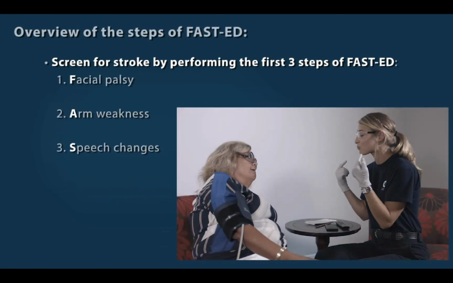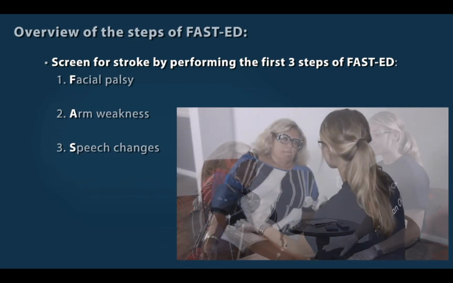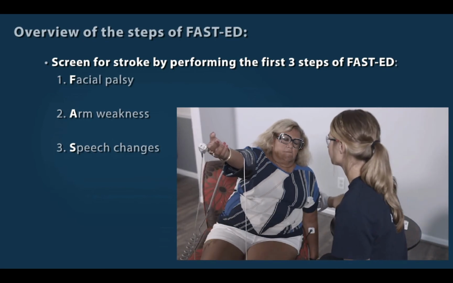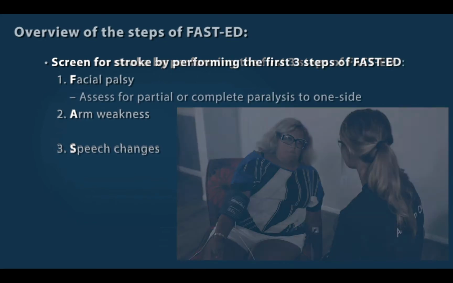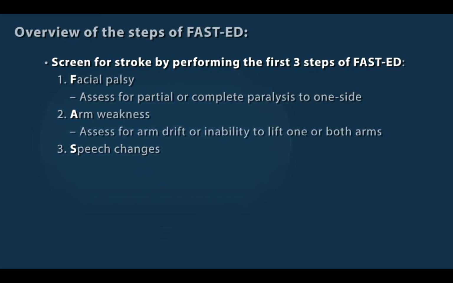If any potential sign or symptom of stroke is identified during the initial patient assessment, screen for stroke by applying the first 3 steps of FAST-ED. These steps comprise the stroke screening portion of FAST-ED. First, assess the face for partial or complete paralysis to one side. Then, assess the patient's arms for drift or an inability to lift one or both arms.